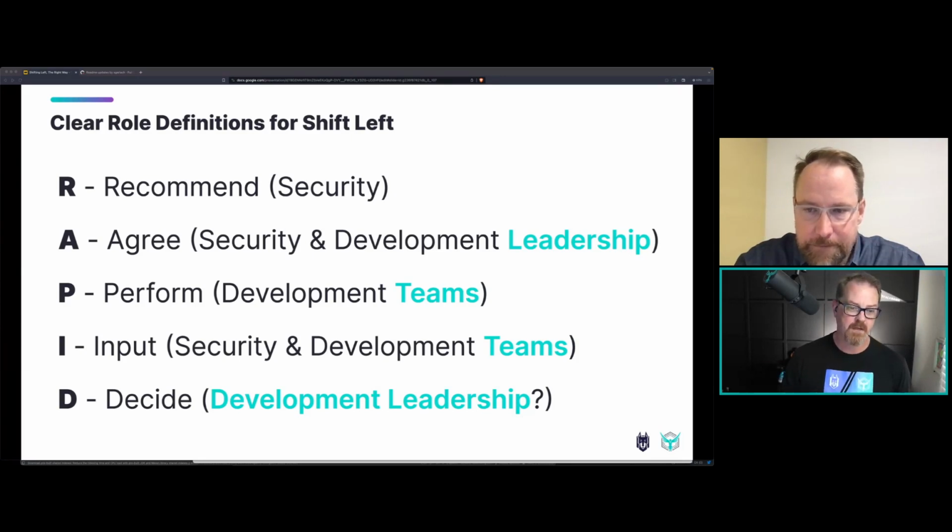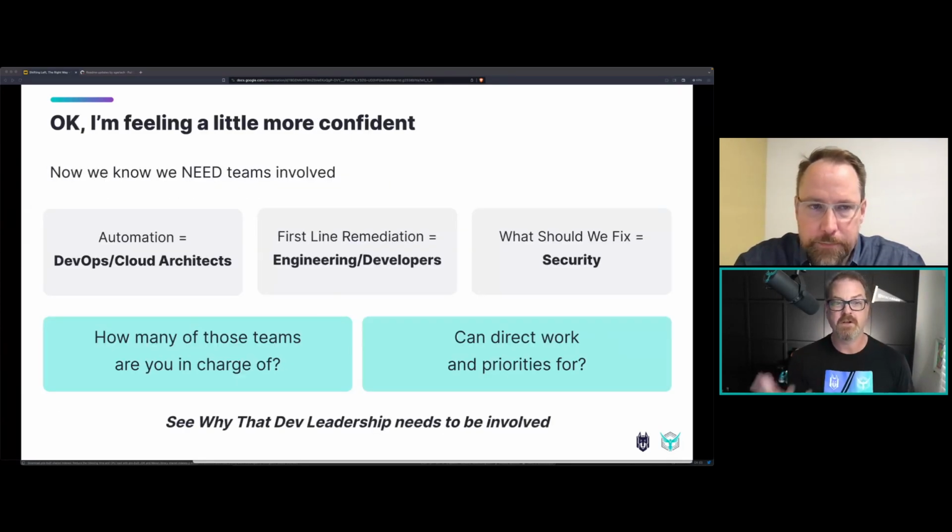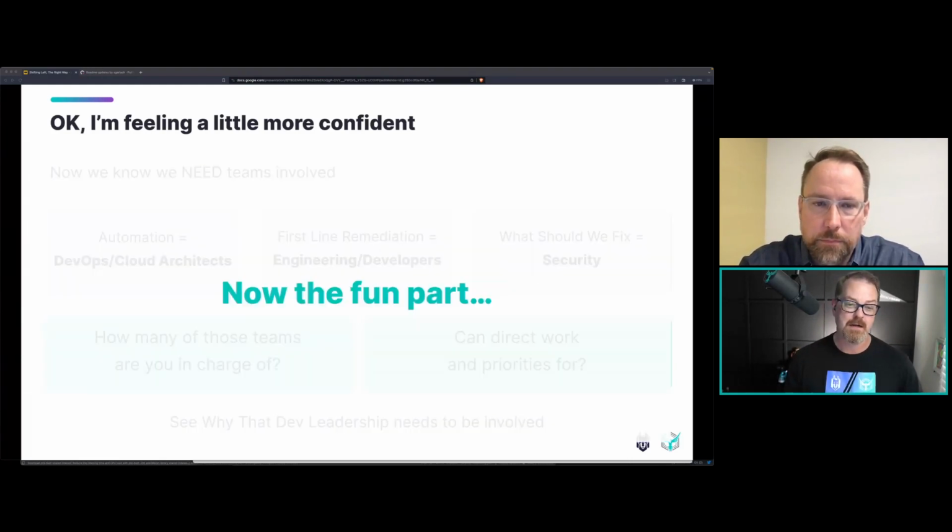All right. So I'm feeling a little more confident. Now I've got some process and I've got some people involved. And now we know we need these teams involved. And we know why dev leadership needs to be involved, because obviously they're the ones that can direct the resources that we can't as security teams. And now we get to talk about the fun part. Welcome to why we're here. I mean, vendors talking about technology. Hey-o. But no, really, we really like the people process part too.